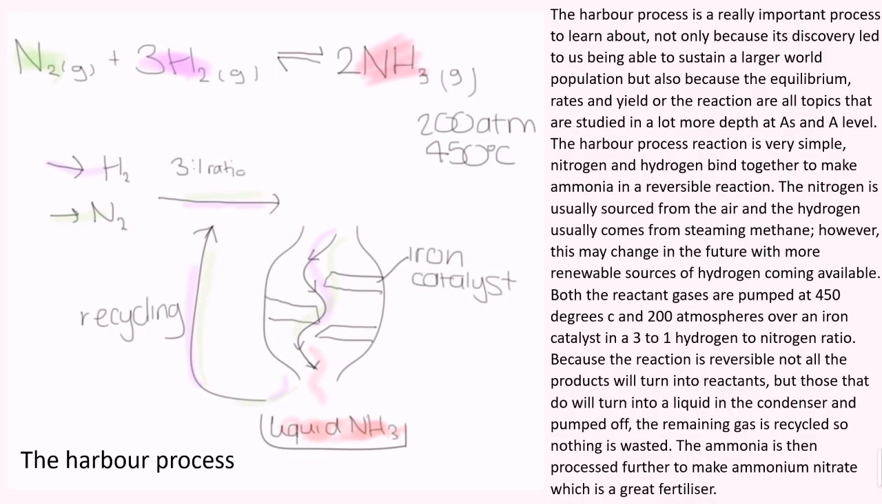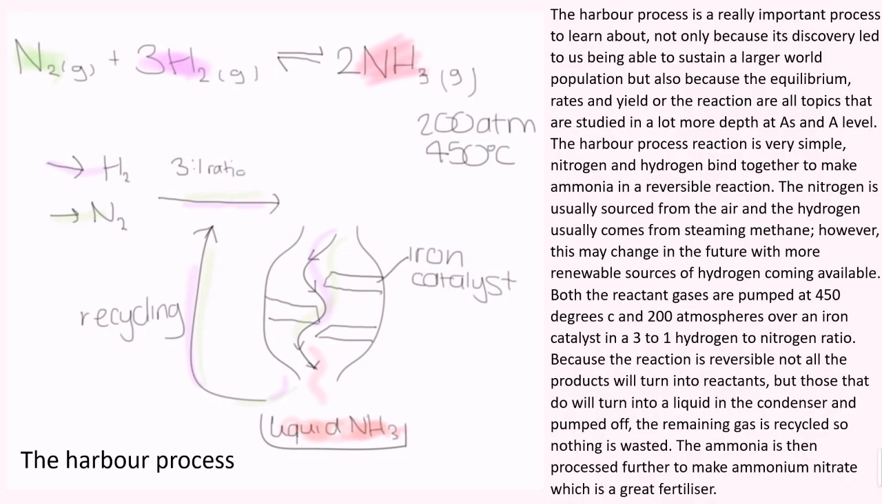Because the reaction is reversible, not all the reactants will turn into products, but those that do will turn into a liquid in the condenser and be pumped off. The remaining gas is recycled, so nothing is wasted. The ammonia is then processed further to make ammonium nitrate, which is a great fertilizer.